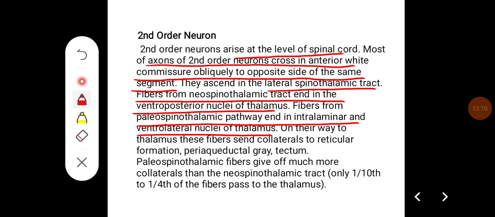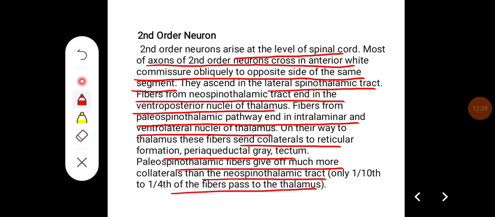On their way to the thalamus, these fibers send collaterals to the reticular formation, periaqueductal gray, and tectum. Paleospinothalamic fibers give off many more collaterals than the neospinothalamic tract. Only one-tenth to one-quarter of the fibers pass through to the thalamus.